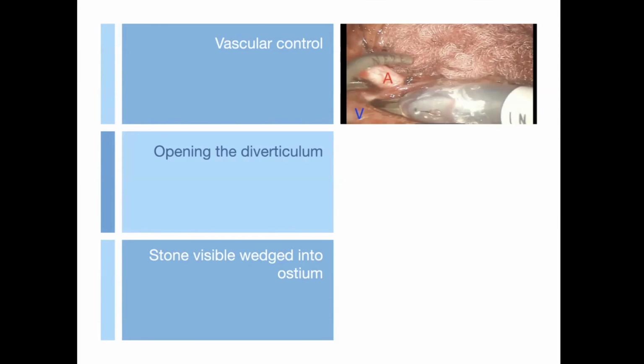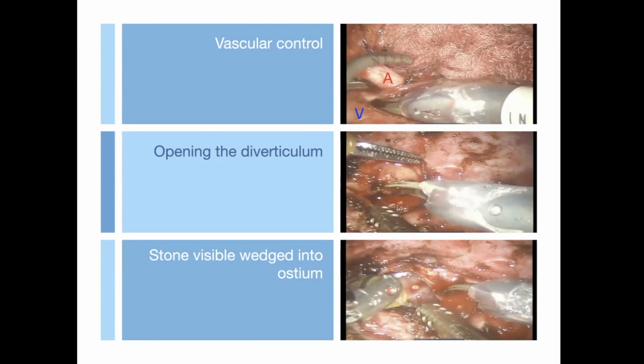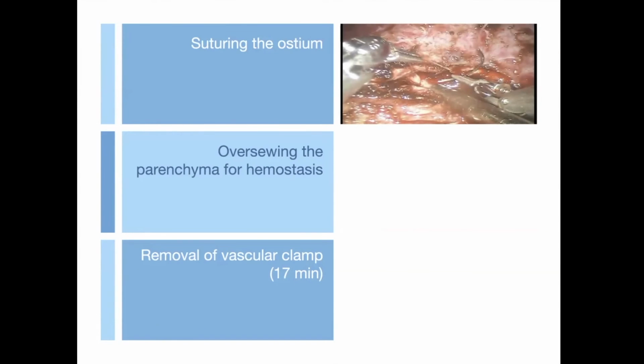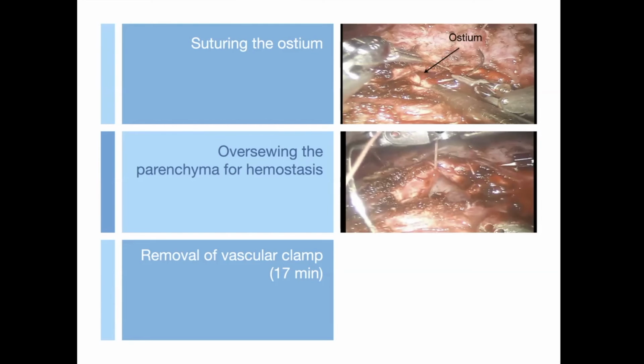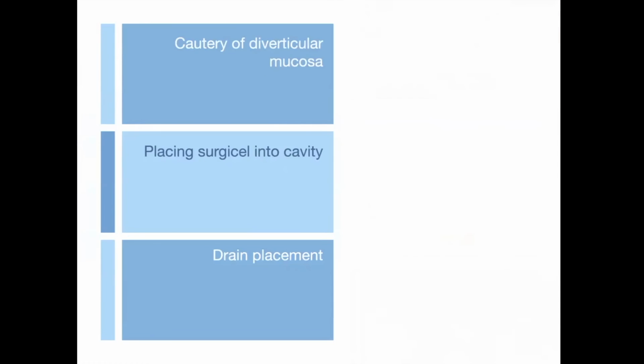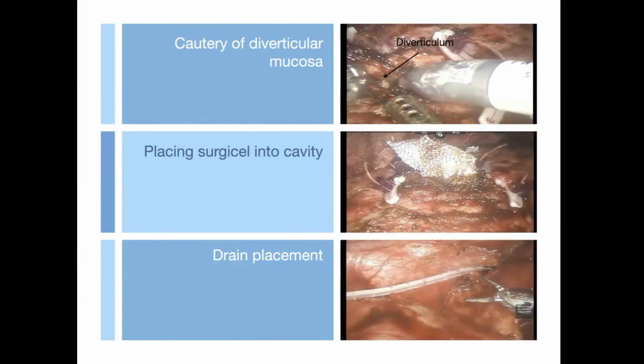We then open the diverticula. In this case, you can see the diverticula opened and a small stone at the base. We remove that stone. We then suture the ostia to close it so that it doesn't communicate with the collecting system any further. And then we oversew the parenchyma, usually just on the edges to prevent bleeding. And if things were clamped, we'll unclamp. But again, I would say we clamp only about 20% of these diverticulectomies. We can then cauterize the diverticular mucosa to help with scarification or place Surgisil into the cavity, then place a drain.